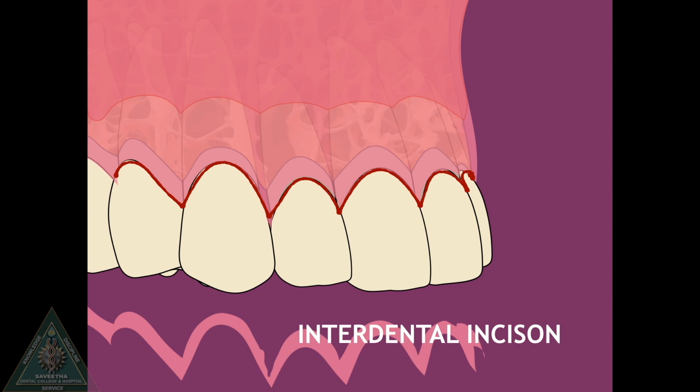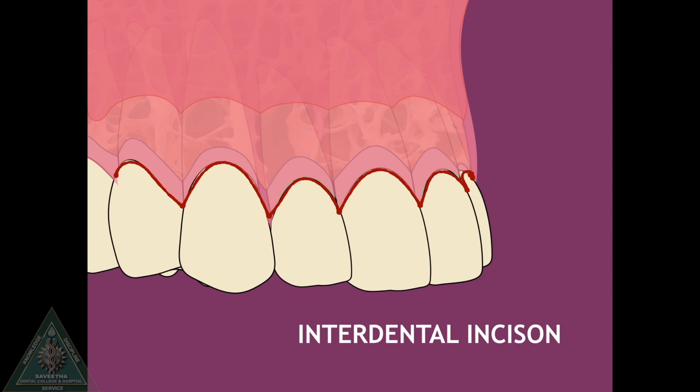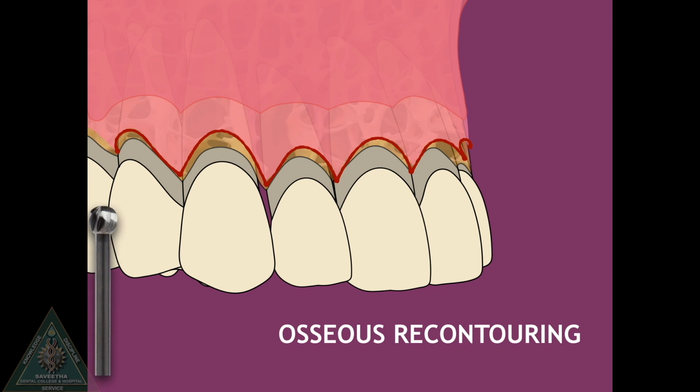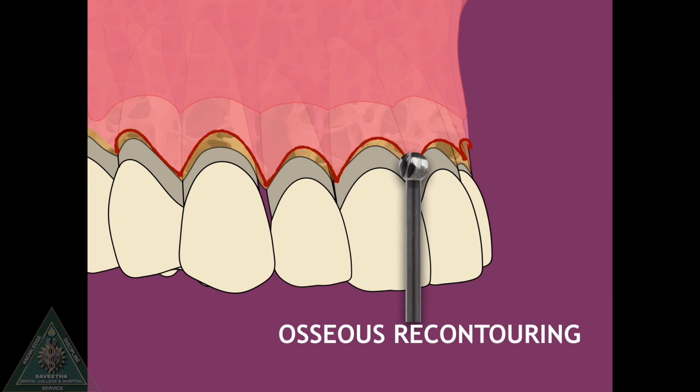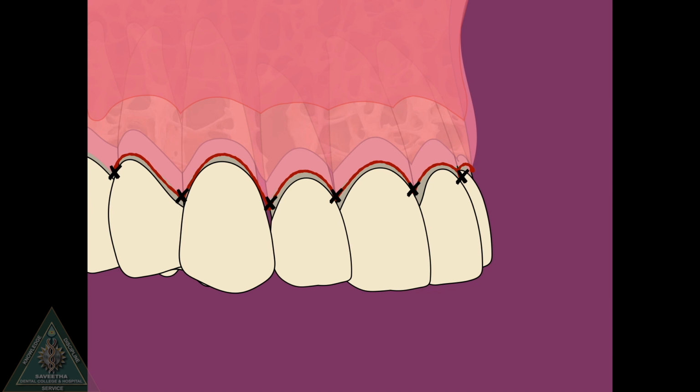The flap is reflected and an interdental incision helps to remove the wedge of tissue. Osseous contouring is performed to allow 3 mm of sound tooth structure coronal to the alveolar crest. The flap is then approximated and sutured to expose the new clinical crowns.